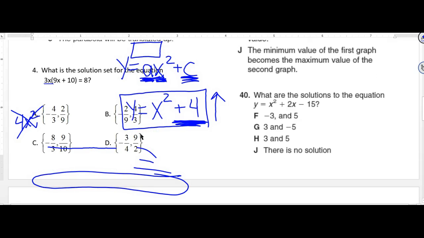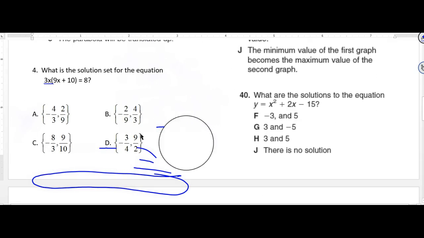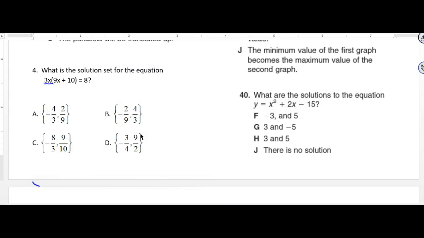Number 4, the solution set for the equation 3x times (9x plus 10) equals 8. A couple things going on here. One, I don't like the form that this is in. I don't like how that looks.